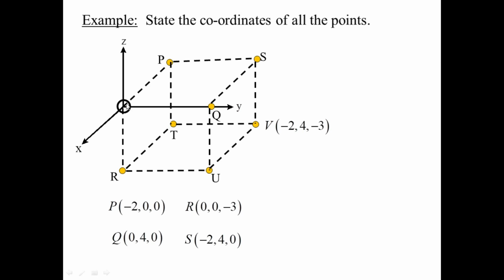T, how did I get here? -2 along x, -3 along z, but nowhere along y. So -2, 0, -3. U, where is he? There it is. So I didn't go anywhere along x, but I did go 4 along y and -3 along z. So 0, 4, -3. I think that covers them all. V, no V. Well, V we know, the coordinates of V is -2, 4, -3.